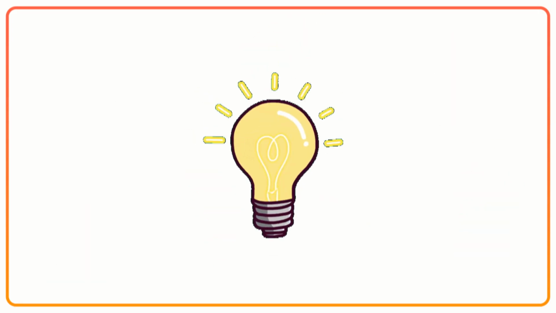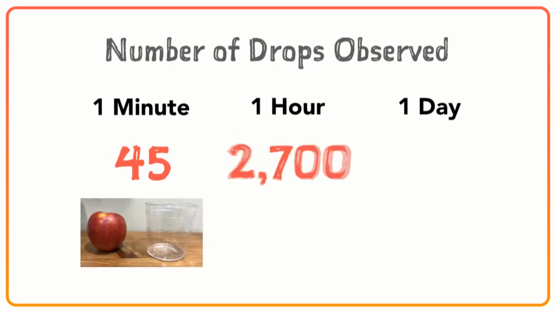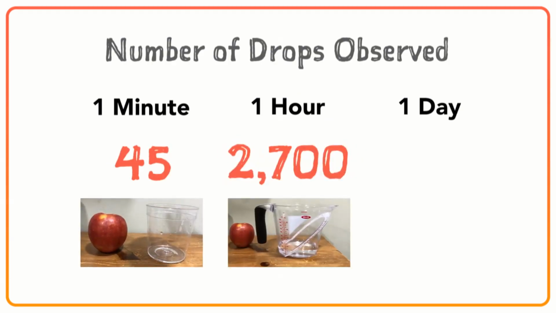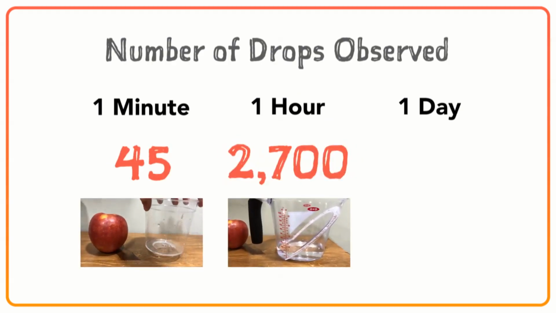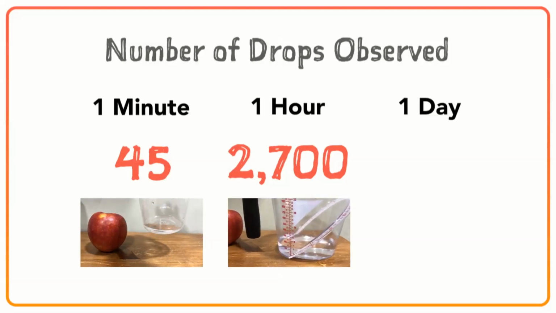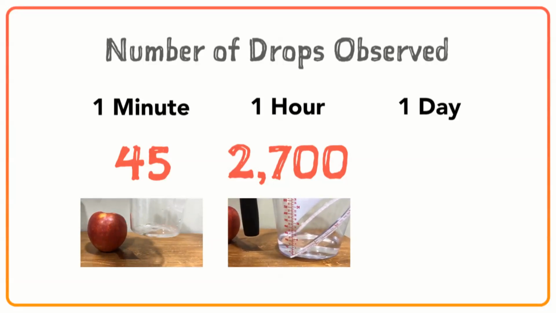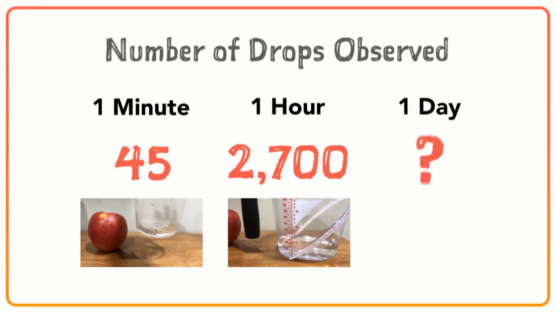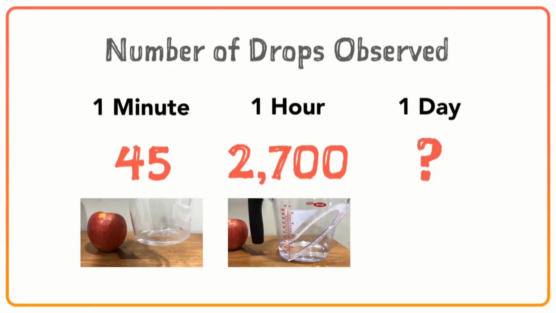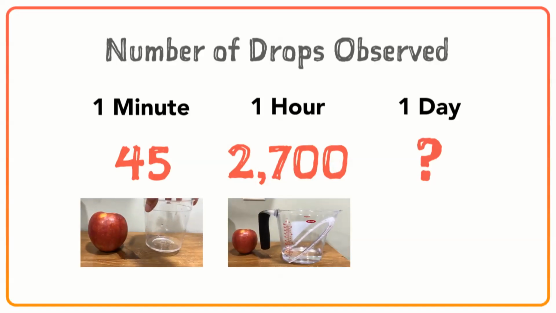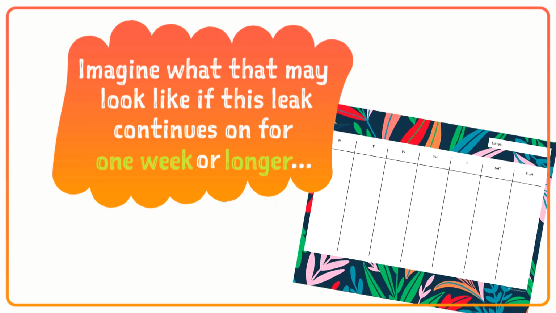Are there other area model approaches one can take with this division problem? There definitely are. We used division to find the volume of water waste in milliliters that occurred for this kitchen sink in 1 minute and 1 hour. We can see that the amount increased quickly. How much water waste do you think there will be in 1 day? Can you start to imagine what that may look like if this leak continues on for 1 week or even longer?